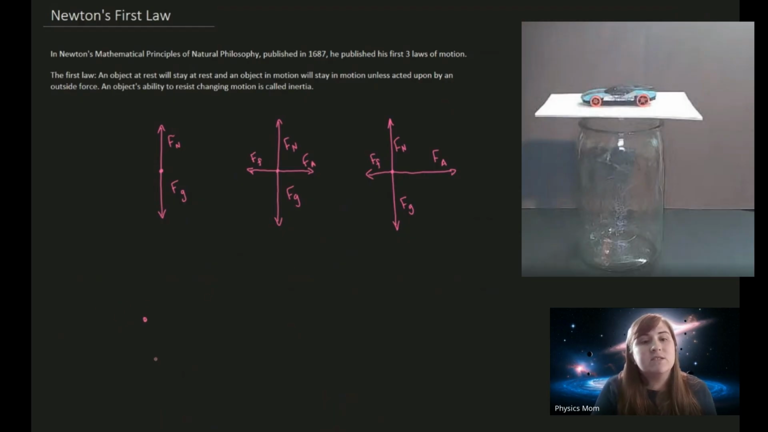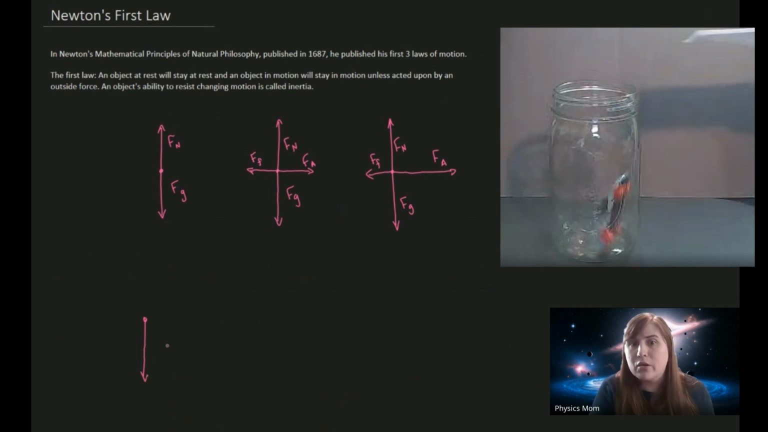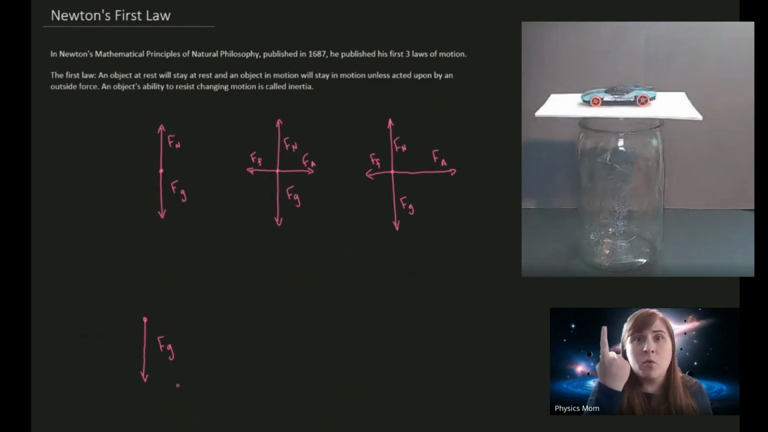Once it leaves the paper, gravity's still acting on it. It's still on Earth. Gravity's still pulling it down, but I now have no normal force pushing it back up. I also now have no applied force because it's not in contact with the paper anymore. I'm not touching the car, I'm touching the paper. And if it's not on the paper, there's no frictional force. It actually only has gravity once it leaves the paper, which is why it falls down into the cup.